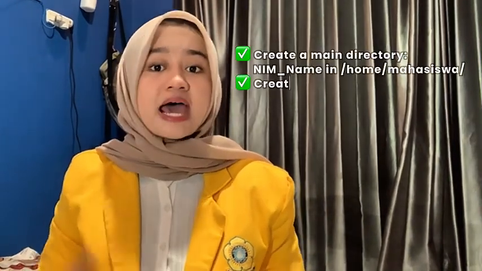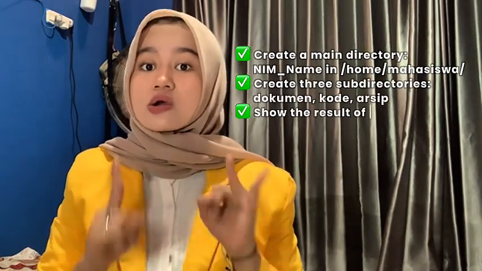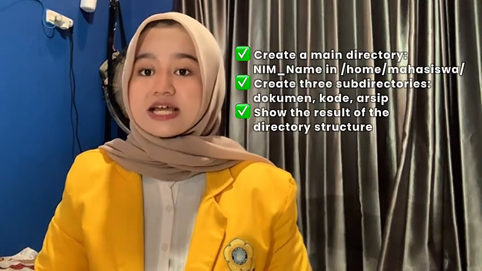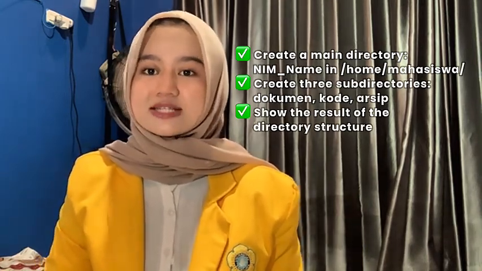Okay guys, for the first question, we are required to create and manage directories. The first task requires us to create a directory structure that represents our workspace. The directory must be named using our name inside /home/mahasiswa, and it should contain 3 subdirectories: document, code, and archive. After setting up the structure, we need to verify that it has been created successfully. Let's go step by step.